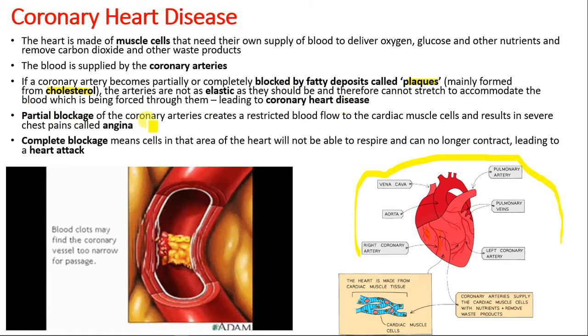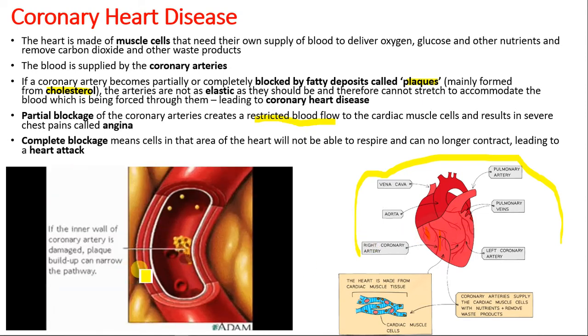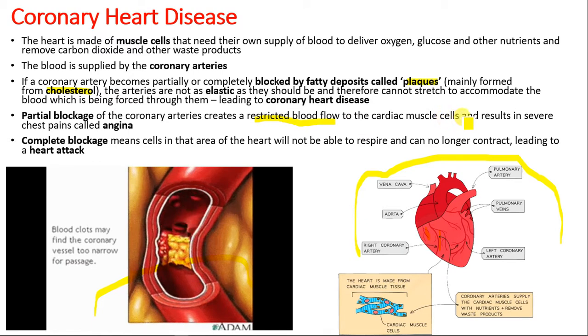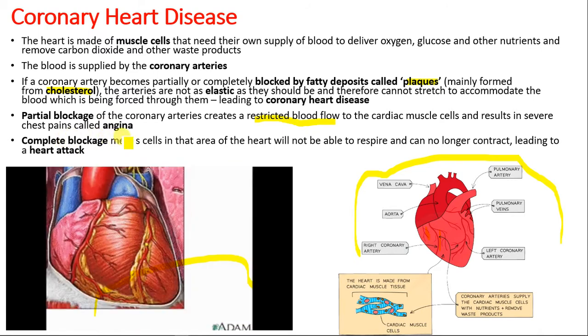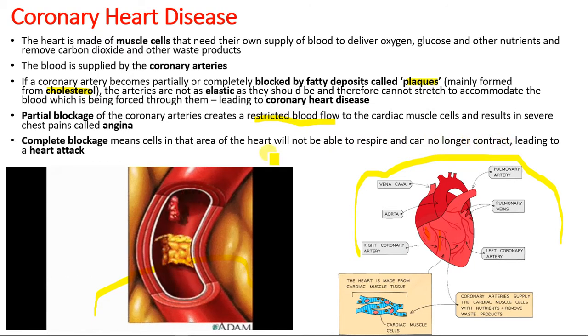Now, partial blockage of the coronary arteries creates a restricted blood flow. So you see, blood will not be able to pass through to this lower part, so you expect that this lower part will have less nutrient and less oxygen. The muscles that they supply will begin to die out. Restricted blood flow to the cardiac muscle cells results in severe chest pain called angina. Complete blockage means cells in that area of the heart will not be able to respire and can no longer contract, leading to heart attack.